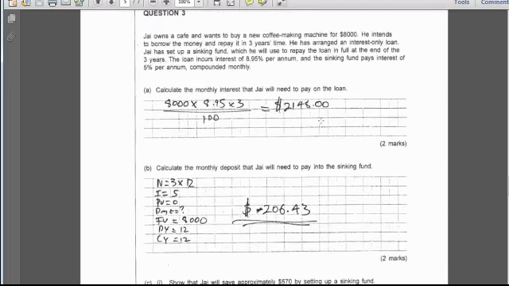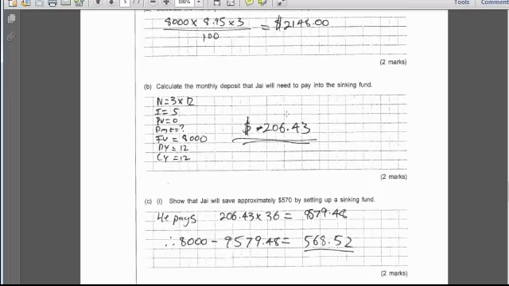Next one is a sinking fund question. How much interest will GI pay on the loan? Well, you've got $8,000 is the size of the loan, 8.95 is the rate, 3 is the years, just a simple interest question. So $2,148 is what he'll have to pay just to keep that loan at $8,000.